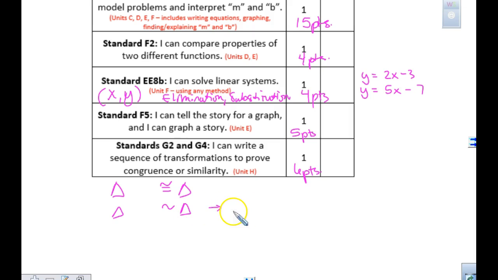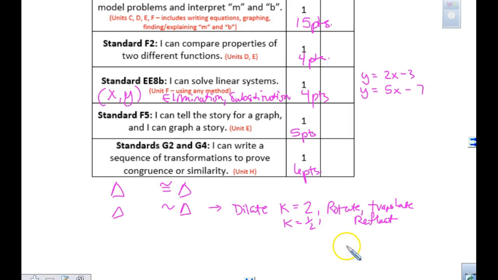So when you're telling me what happened, you might say, well, first you were going to dilate. Depending on whether you started with the smaller one, you might say, I'm going to dilate it by 2. If you started with the larger one, you might use a half. Then you're going to tell me that the next thing you did was either to rotate or translate or reflect. So it's going to be doing all of those types of ones, okay?